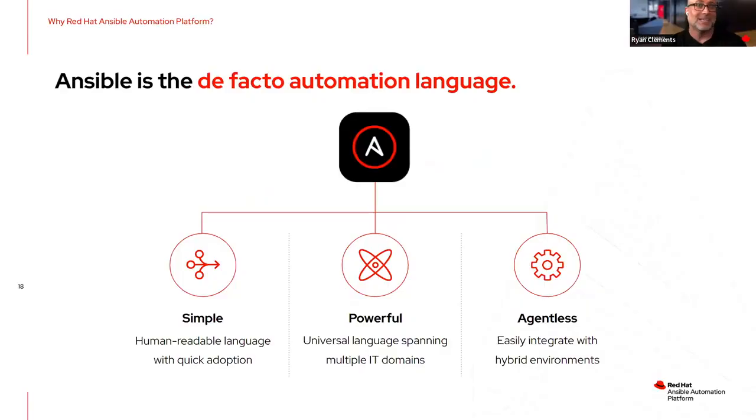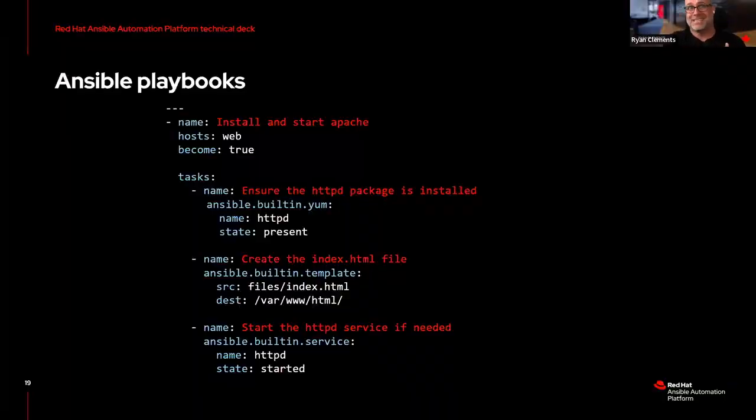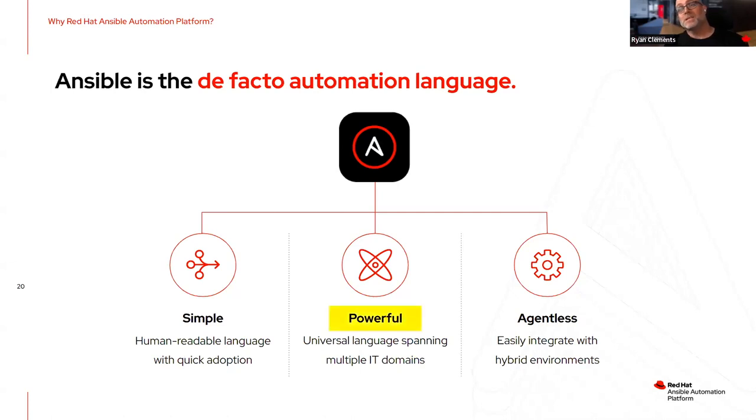Ansible is the de facto automation language, period. It's simple to use. And I can sit down and teach almost anyone how to write Ansible code within an hour. Like, yeah, it's that easy. And the reason Ansible is favored over other products like Chef, Puppet, Terraform, and many of its competitors is because it's so simple. It's powerful.